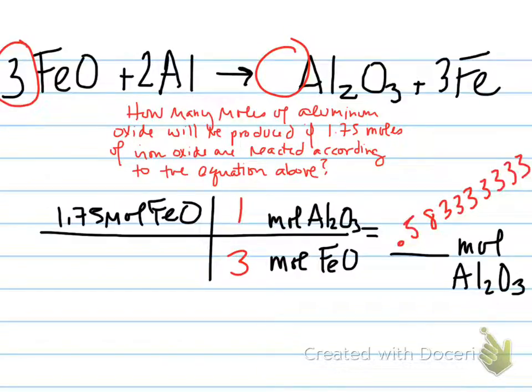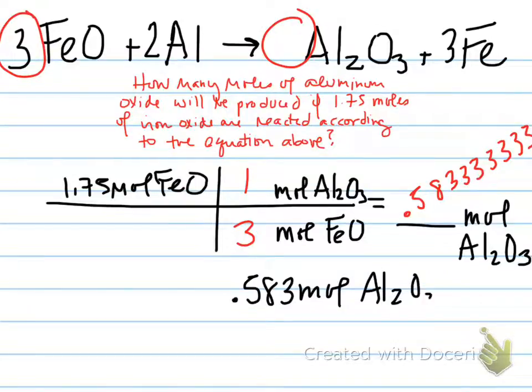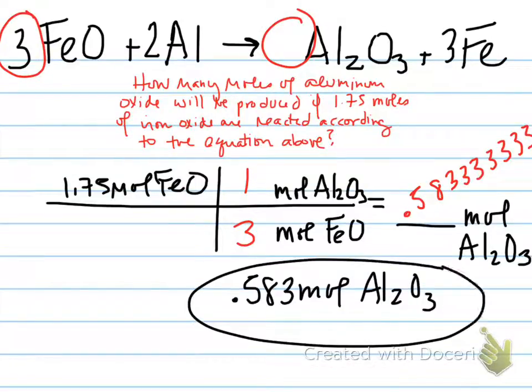Okay, you've got a raw answer. It probably looks an awful lot like my raw answer. How many sig figs do we get? 3. So our final recorded answer for this would be 0.583 moles of Al2O3. Okay?